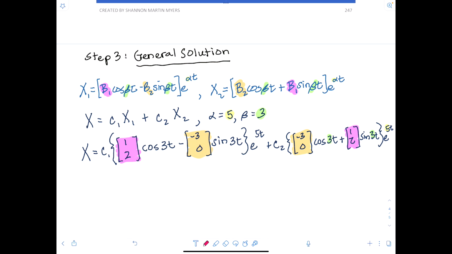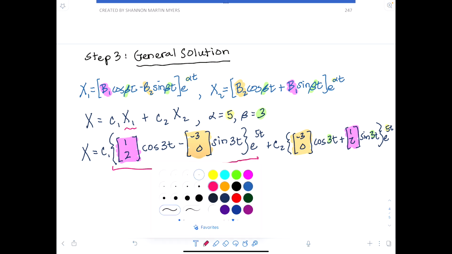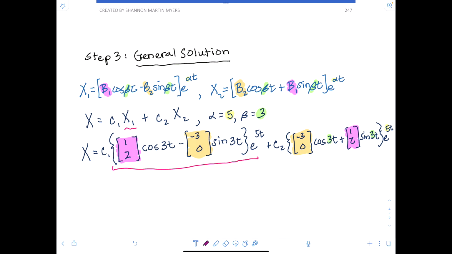And just so you can see, x1 is all of this, and our x2 is all of this.